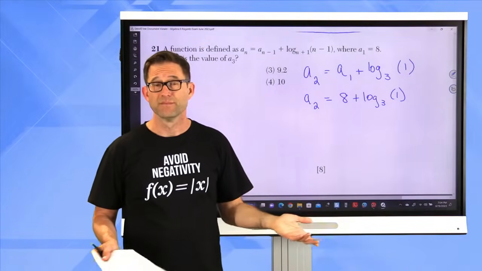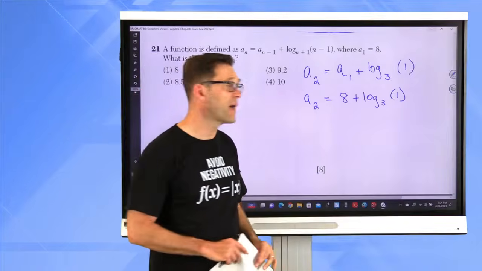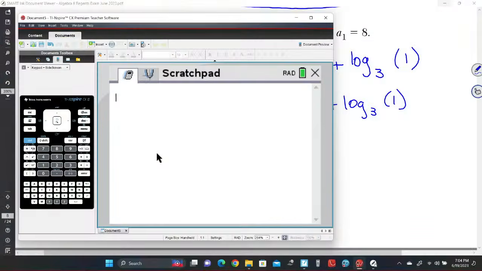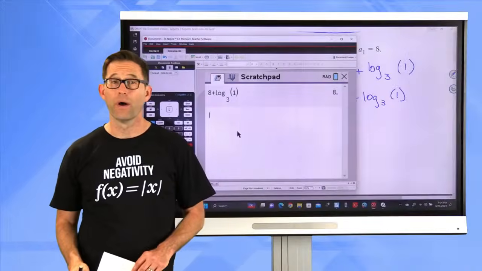Now, say you don't understand that, well, then you could always just take the calculator out. You go back to this calculation and you say, what is 8 plus log base 3 of 1? And we get 8, because log base 3 of 1 is 0.